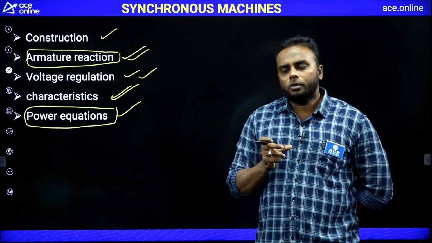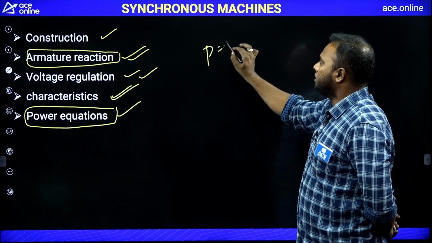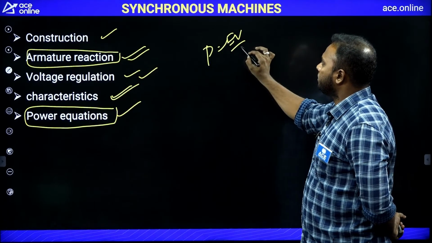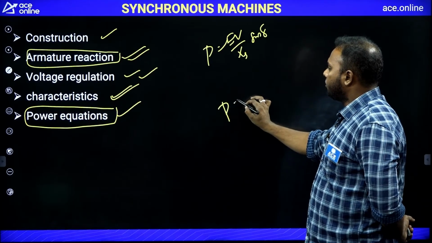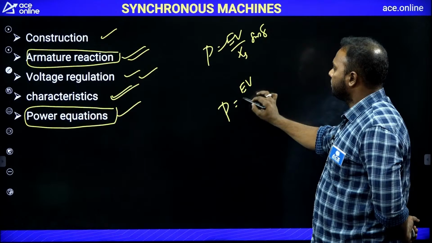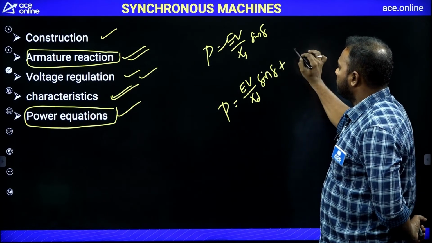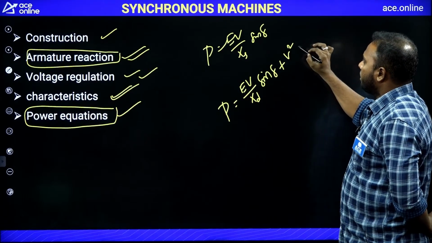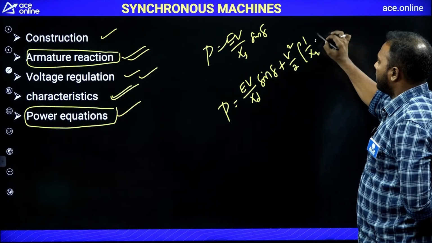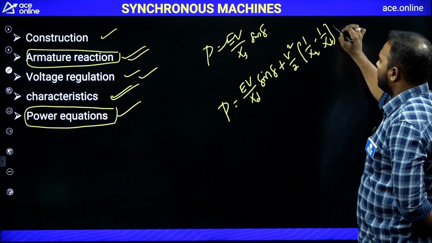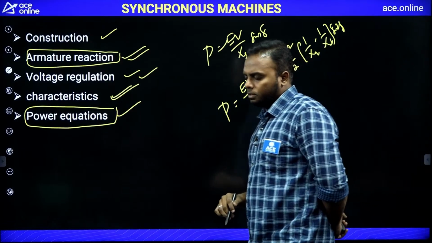Next, what is the power equation of salient pole alternator? Power equation of cylindrical is EV by XS sine delta. What is the power equation of salient pole alternator? EV by XD sine delta plus V square by 2 into 1 by XQ minus 1 by XD, and there is sine 2 delta. So you have to remember all these equations.